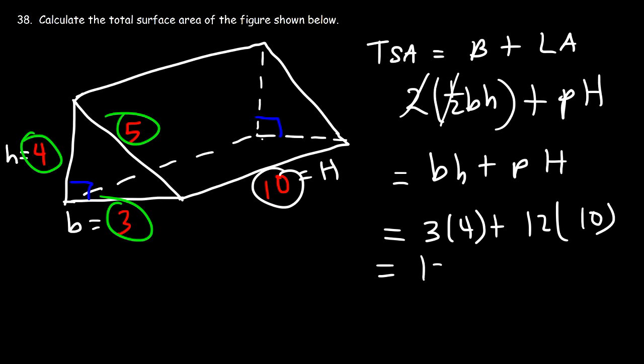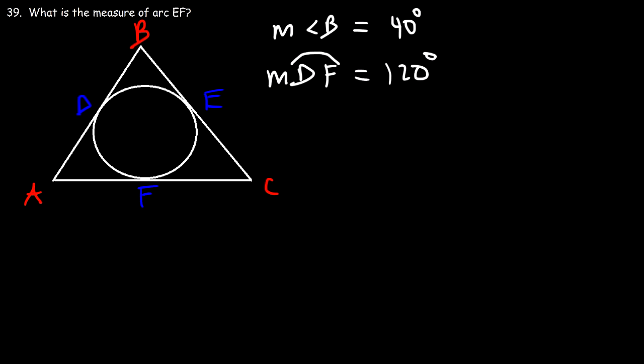3 times 4 is 12. 12 times 10 is 120. And so 12 plus 120 is 132. So the total surface area is 132 square units.